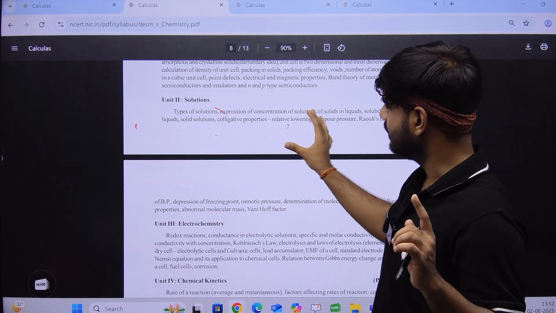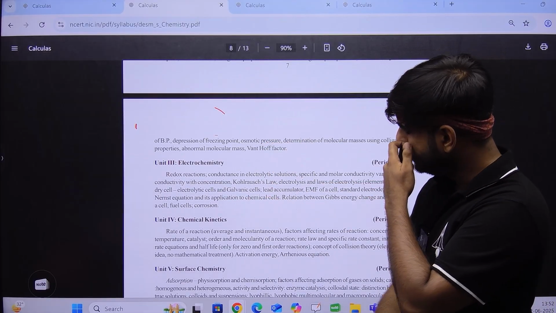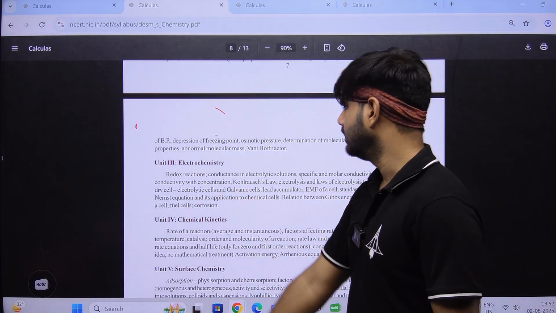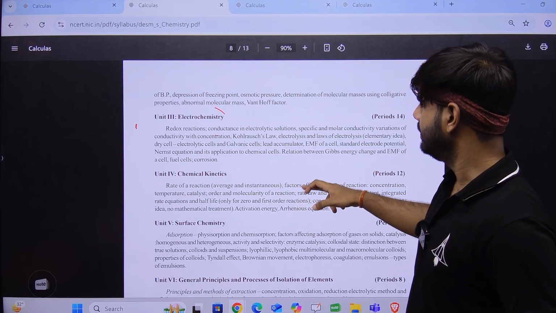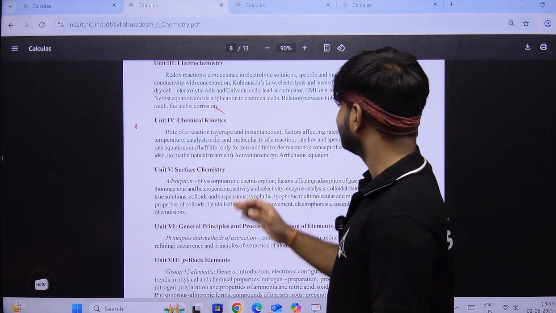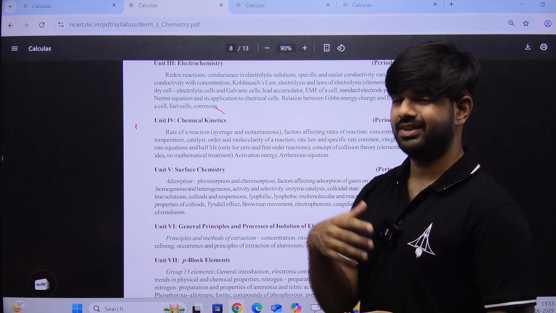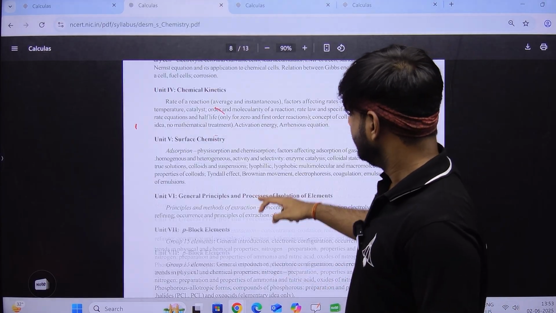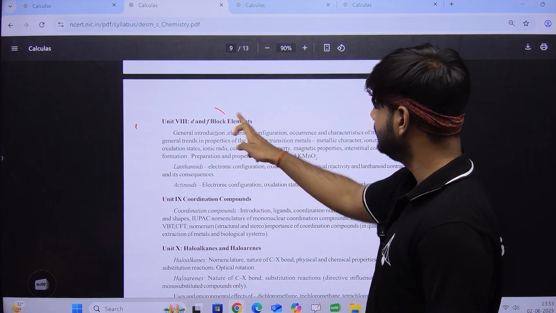Solutions is very important. Every year at least one question comes from this chapter. Electrochemistry is important as well: electrode potential, EMF, different kinds of cells, Nernst equation is very important. Chemical kinetics, again a lot of graph based questions are asked from this chapter, and they will not be too difficult to solve given that you know the concepts and are able to deduce the logic in the exam itself. Okay, P block elements again are moderately important.